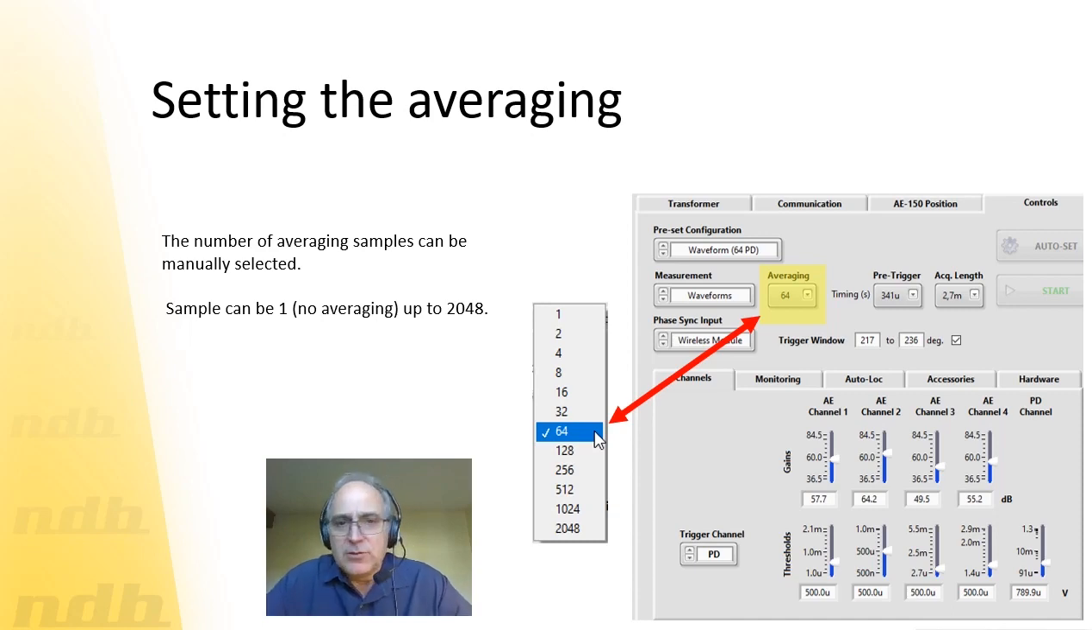Some settings in the waveform panel. Again, it's in the control tab. Remember that we have set those tabs before, and all those things can be found in the control tab of Miradar. So this is the averaging. We can set from one sampling, which means no averaging, all the way to 2048. So this is the maximum.